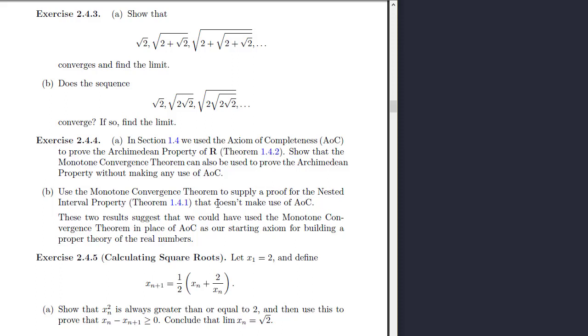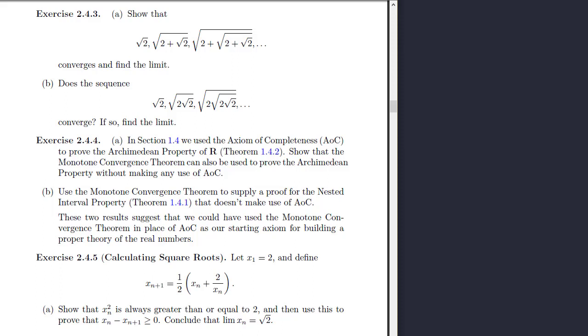Now, here's what is actually very interesting about this. These two results suggest that we could have used the monotone convergence theorem in place of the axiom of completeness as our starting axiom for building a proper theory of real numbers. So this whole axiom of completeness as our very first axiom to build up real analysis, it didn't necessarily have to be the one we used.